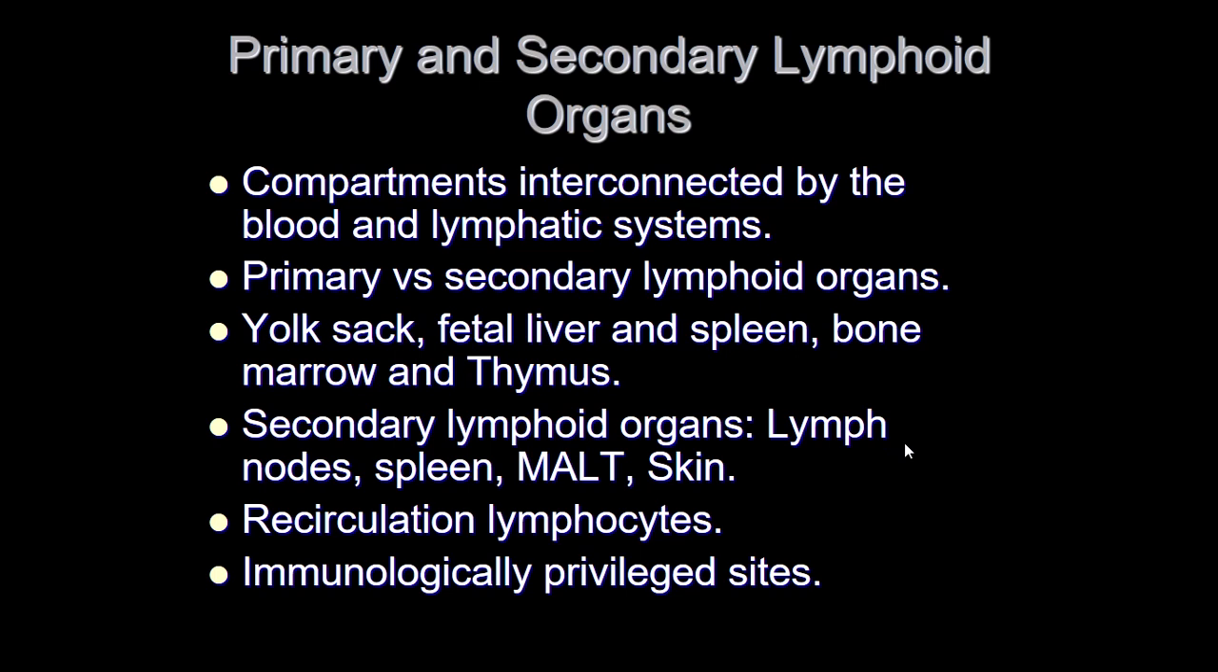The secondary lymphoid organs are where the lymphoid cells usually go and hide, and those are the cells that are used by our immune system for defense: the lymph nodes, the spleen, the mucosa associated lymphoid tissue, and the skin. Those all are secondary lymphoid organs, where cells from the primary lymphoid organs go and hide.